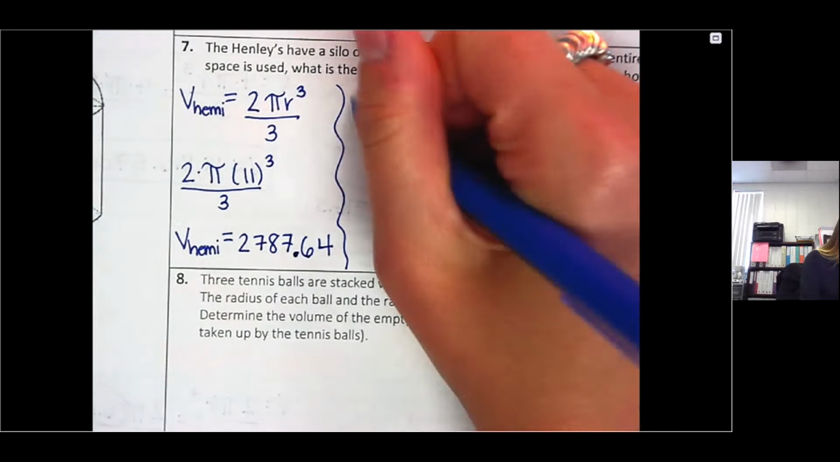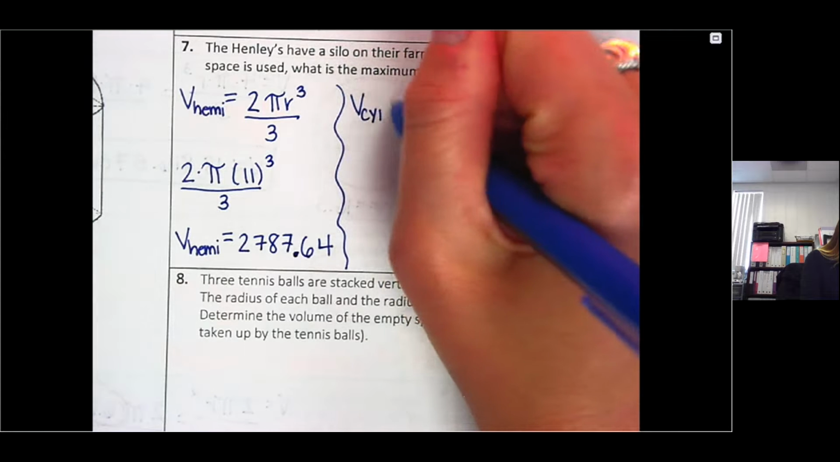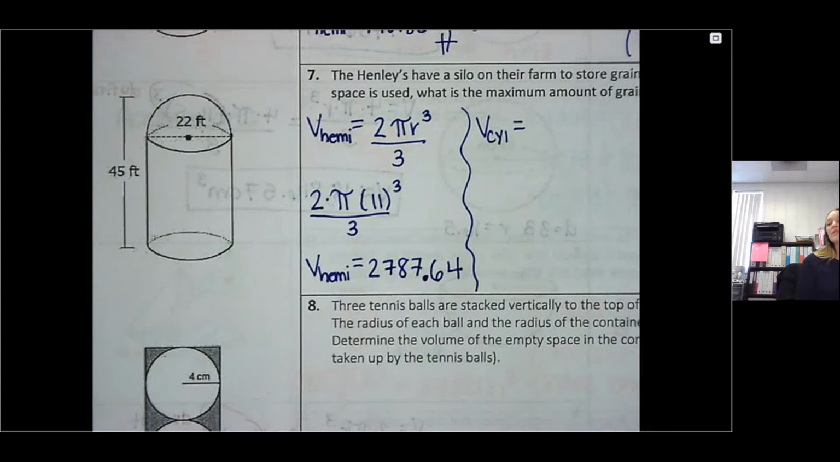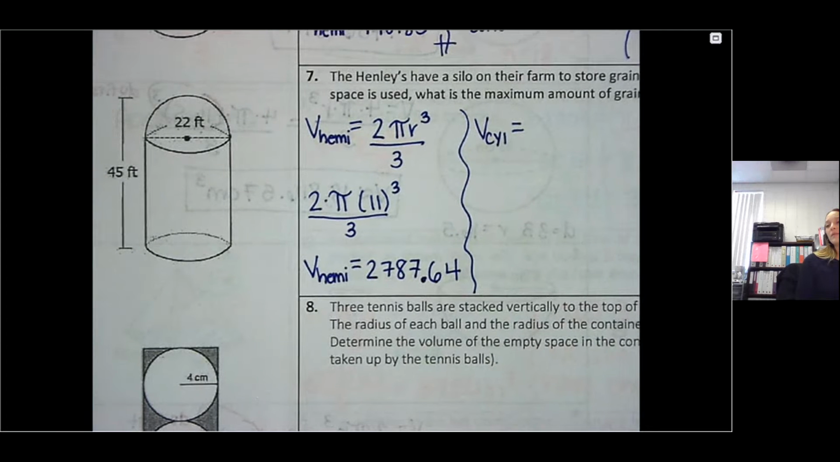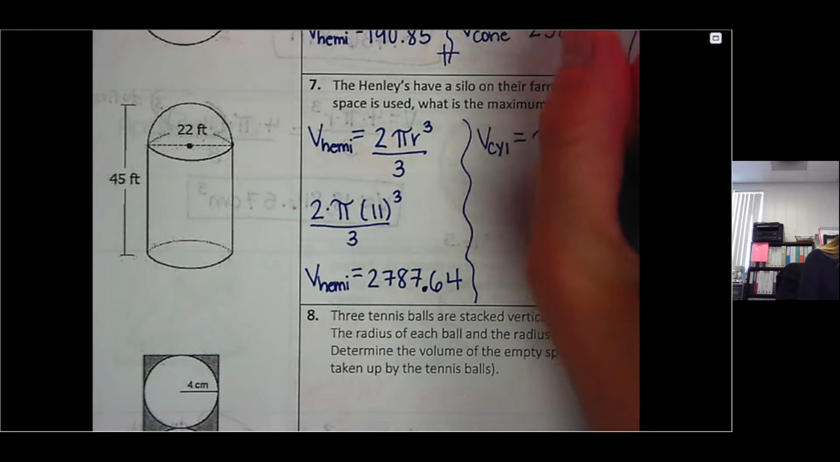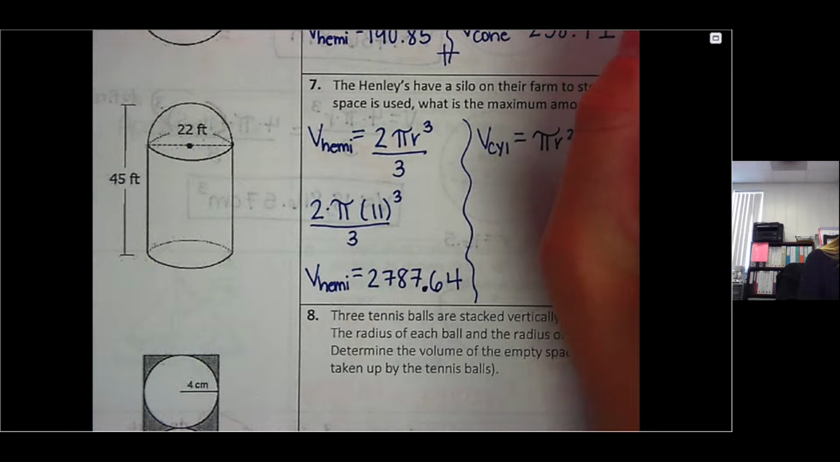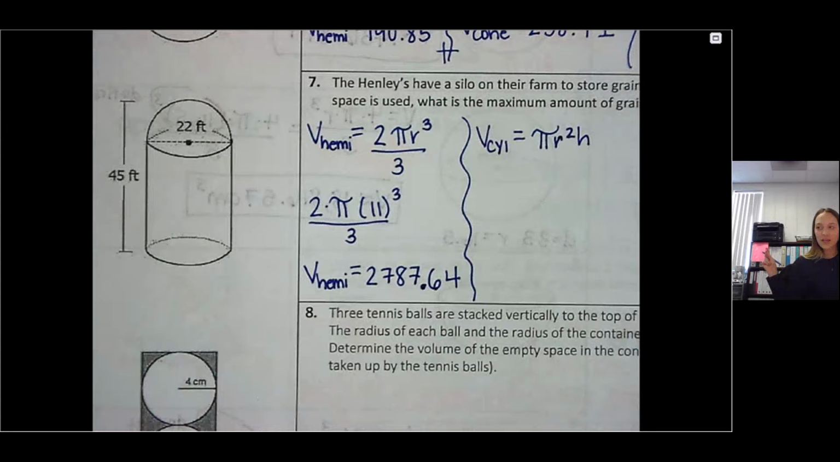Now, the next one is a cylinder. How do you find the volume of a cylinder? Maybe you need to flip back in your notes if you don't remember. πr squared h. Beautiful. Okay, Kiana, ready?